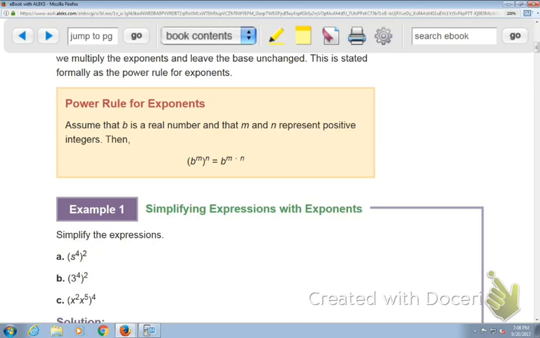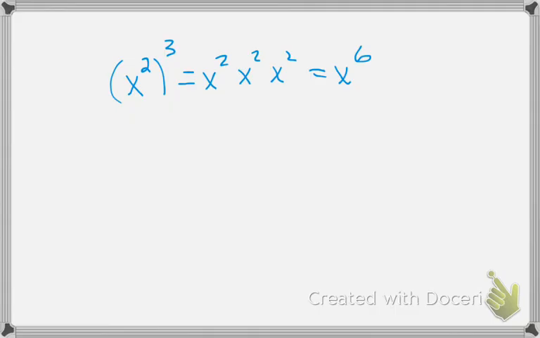Is that okay? Example. What if we had, oh, not the exact same one, 5 squared raised to the 4th power? What would we get? 5 to the 8th power.